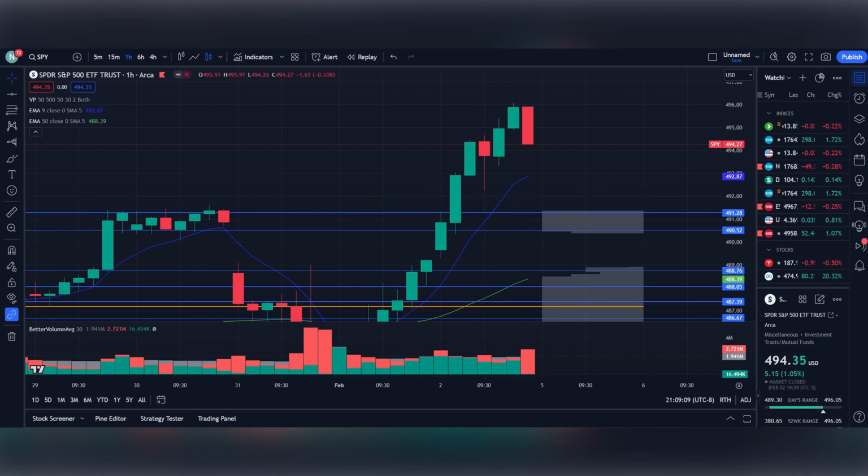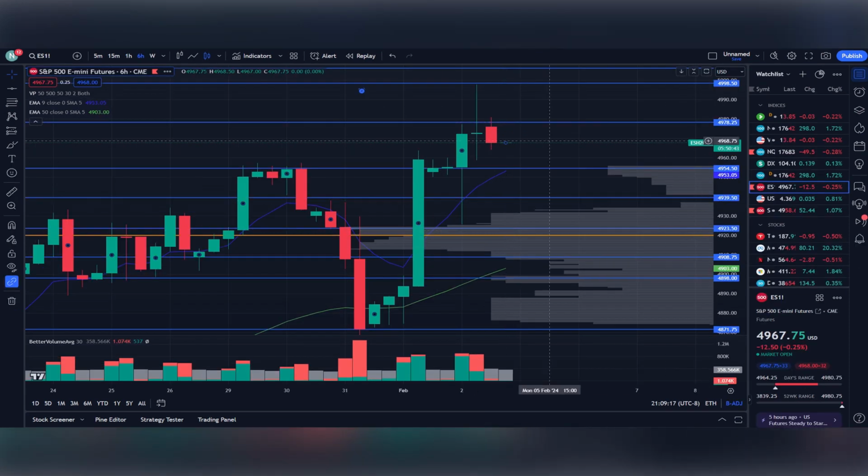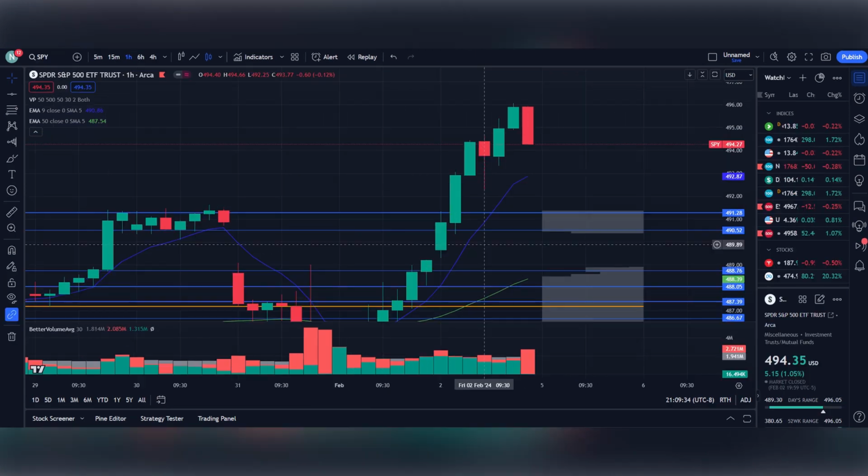Obviously, we had a little bit of sell off on ES on the 6 hour time frame to start off the day on Sunday. We had a brand new candle just open up 9 minutes ago on ES, so we're gonna have to see how that plays out.